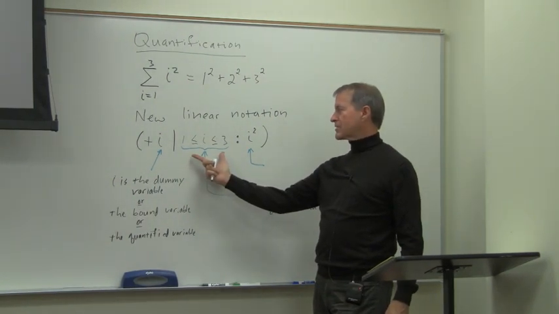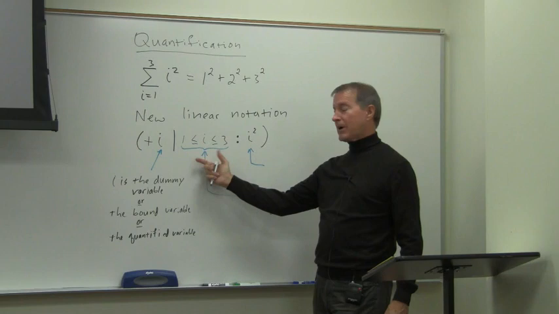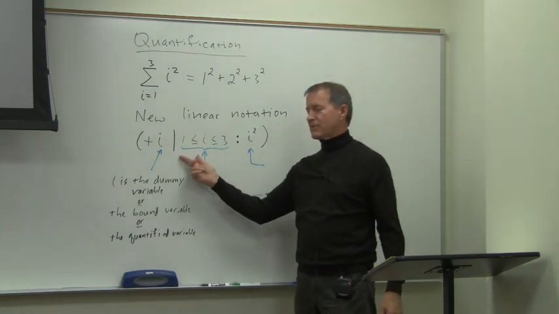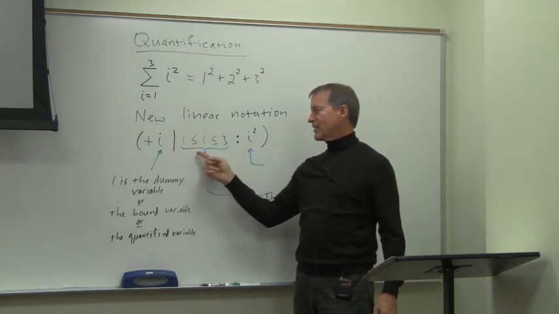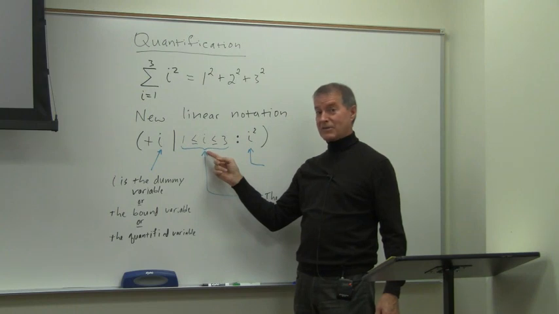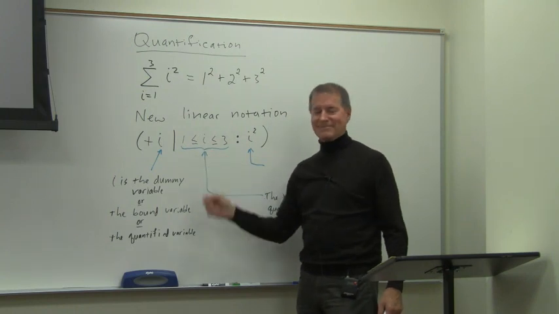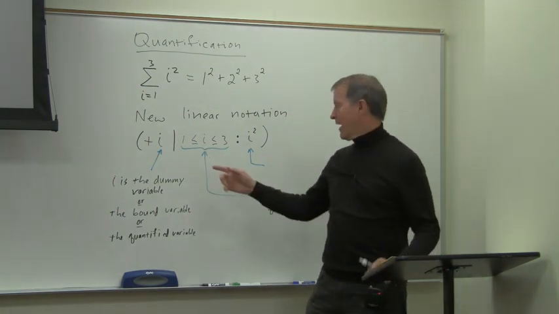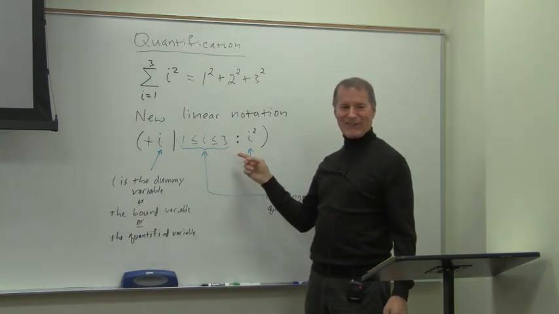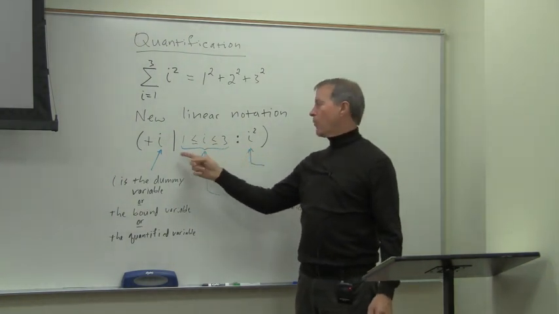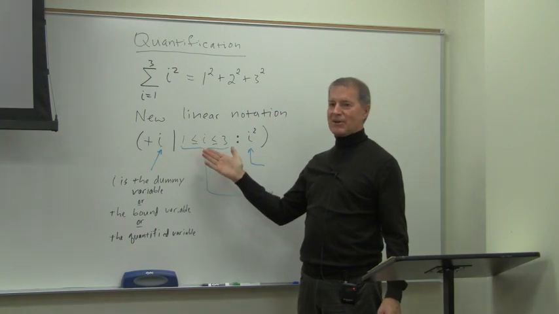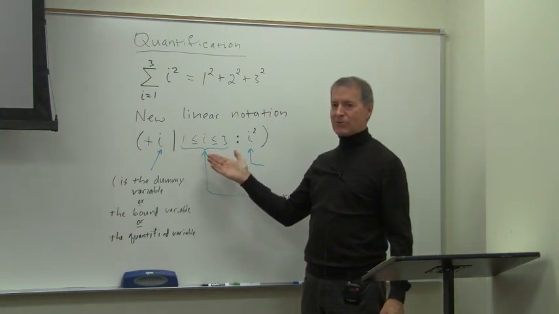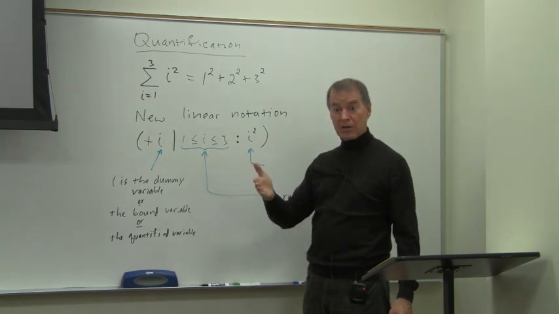1 is less than or equal to I is less than or equal to 3. By the way, what's the conjunctive meaning of this? 1 is less than or equal to I. What's the conjunctive meaning? We just "and" I is less than or equal to 3, right? That's the conjunctive meaning. But what kind of an expression is 1 is less than or equal to I and I is less than or equal to 3? What is its type? Boolean. It's Boolean.